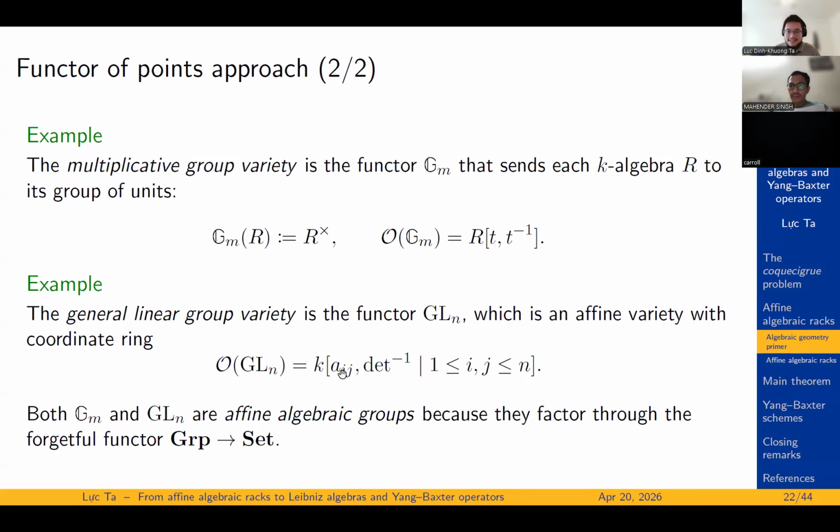So GL_n is an affine variety with coordinate ring given by this. In other words, it's given by the matrix entries and then the inverse of the determinant. That's saying that the inverse of the determinant should exist.